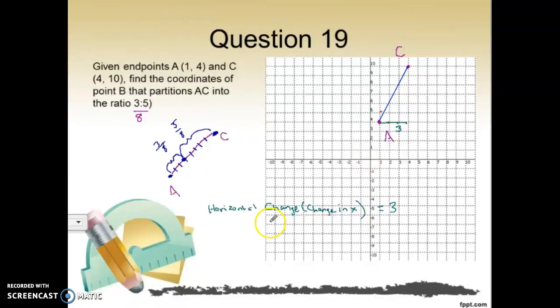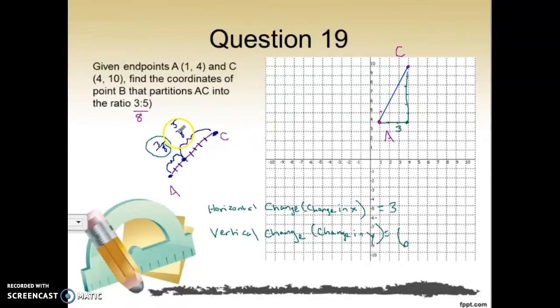All right, now I also want the vertical change or change in y. And again, I could do y2 minus y1 to find that. Personally, I like to just count it up. That's going to be my change in y. All right, so I'm going to count from this point up to here. And I find that that distance is 1, 2, 3, 4, 5, and 6. All right, so remember, we want to multiply both of those times 3/8. That's the distance we're looking for.